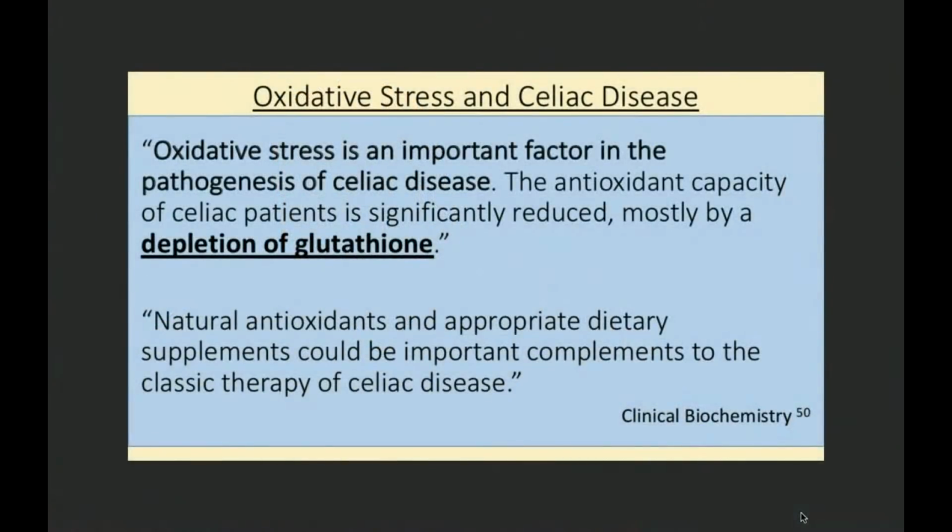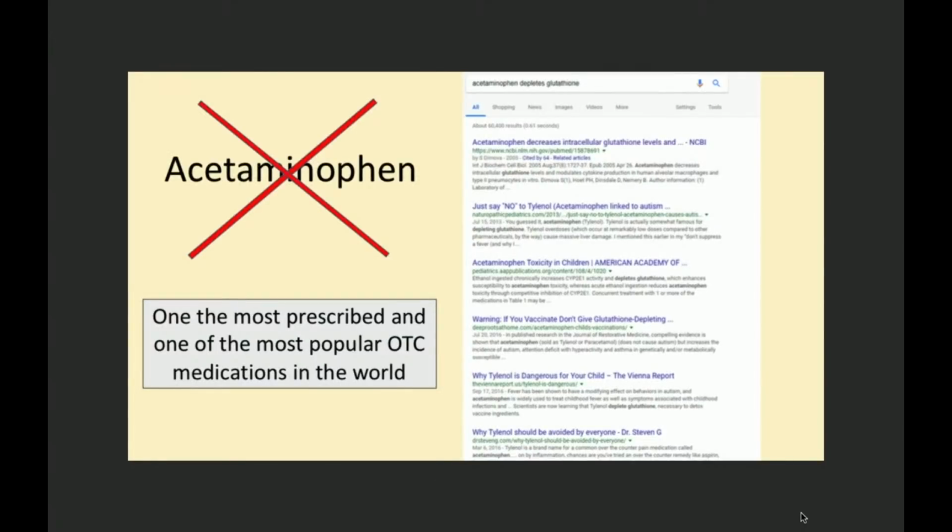Depletion of glutathione. Now, glutathione protects your brain and protects your liver. What depletes it? Tylenol, acetaminophen. If you have this, do not even give it to your neighbor. That's bad karma. It depletes glutathione. Just for the heck of it, type in acetaminophen depletes glutathione. And this is the most prescribed drug in the world. Do you see a problem with that? It goes in your mouth, in your stomach, through your intestinal tract, through your liver, and damages the liver and destroys your immune system.